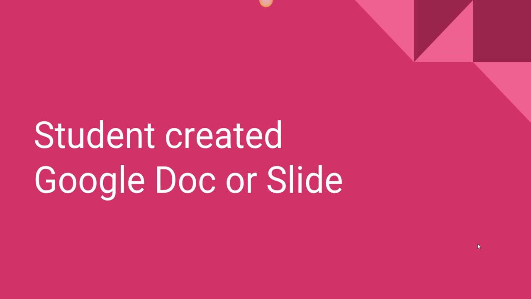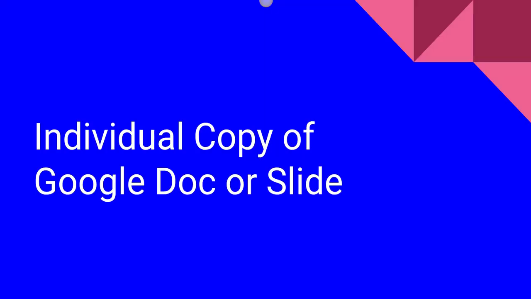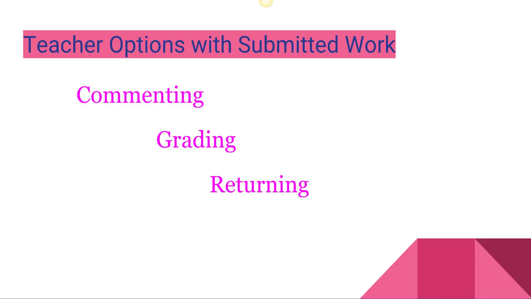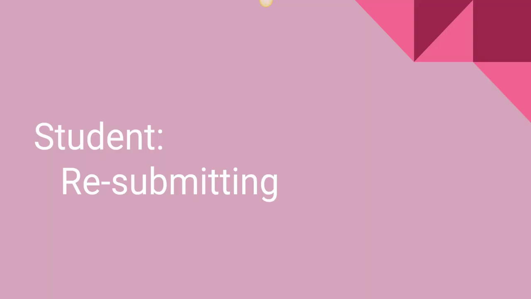Okay, so for this video, we have seen student-created Google Doc or slide, how students can get on and create their own student document right there on the assignment page. We've also seen how students can take an individual copy that's been attached to their assignment page and access that, complete it, and turn that in. And then we talked about the teacher options. They can comment, grade, and return, or comment, return, and grade, whatever order you want to go in.